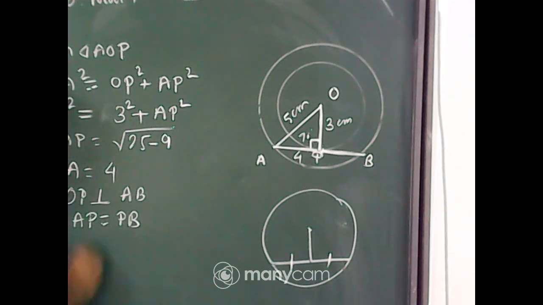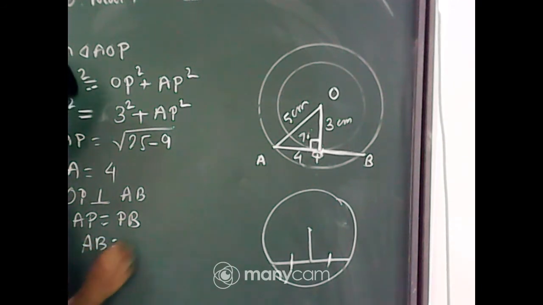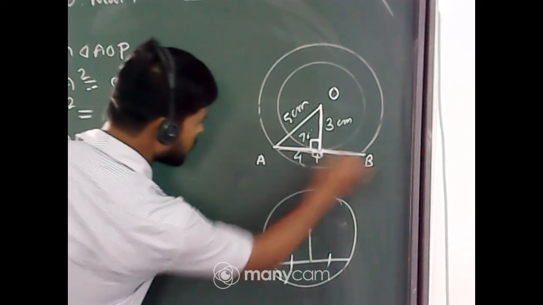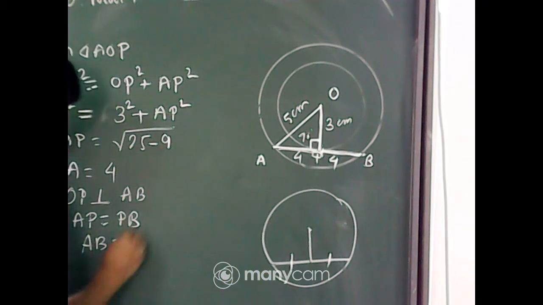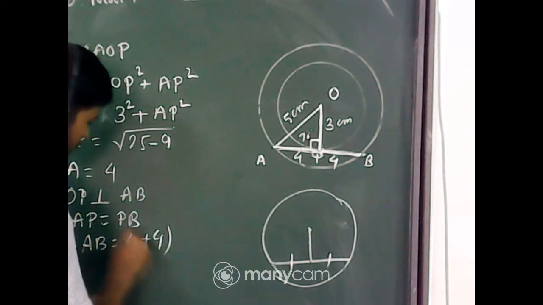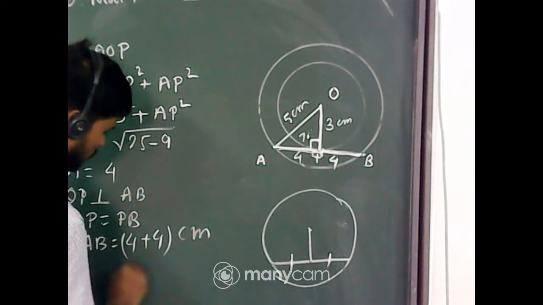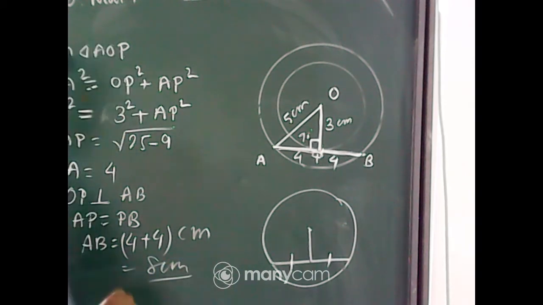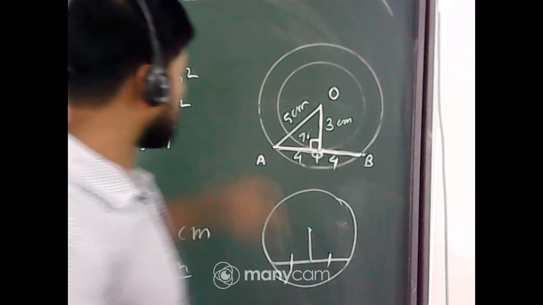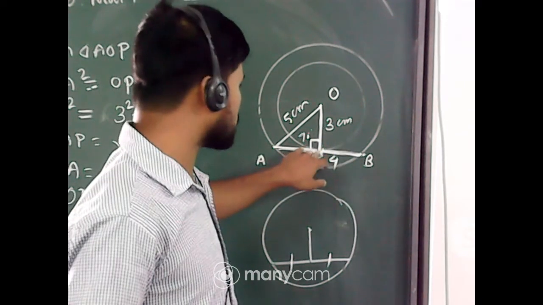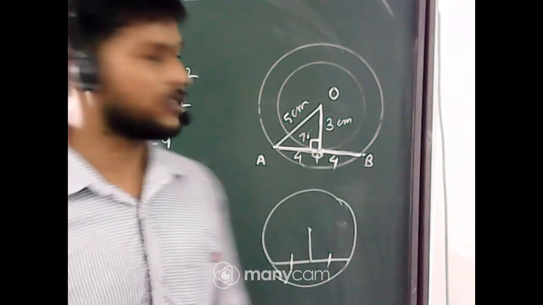Okay, that means what is the length of AB? AP is 4 centimeter, so PB will also be 4 centimeter. So 4 plus 4 is 8 centimeter. So the chord of the larger circle which touches the smaller circle is 8 centimeter.